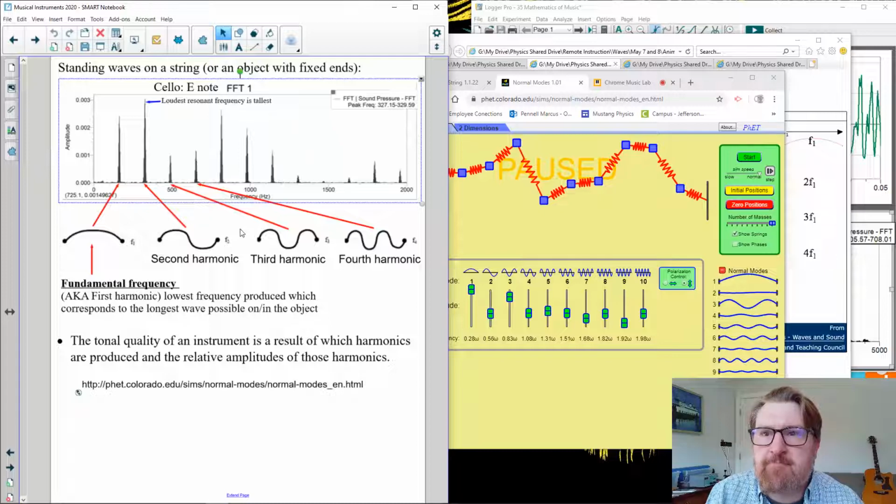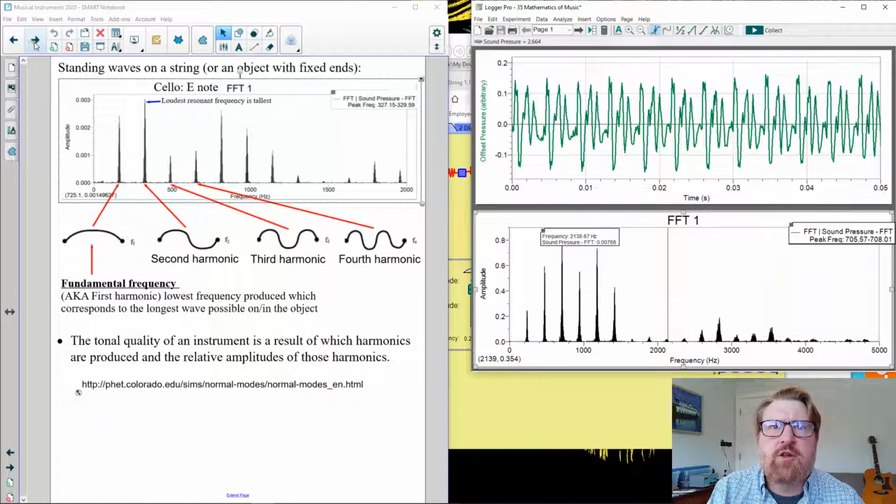As the bow drags across the string, it can excite particular harmonics depending on where the antinode for that harmonic would be. Okay, so the tonal quality of different instruments, I mean, lots of instruments can play a particular E, but the tonal quality really depends on the different harmonics that that instrument tends to play. So let's take a look on the next slide.